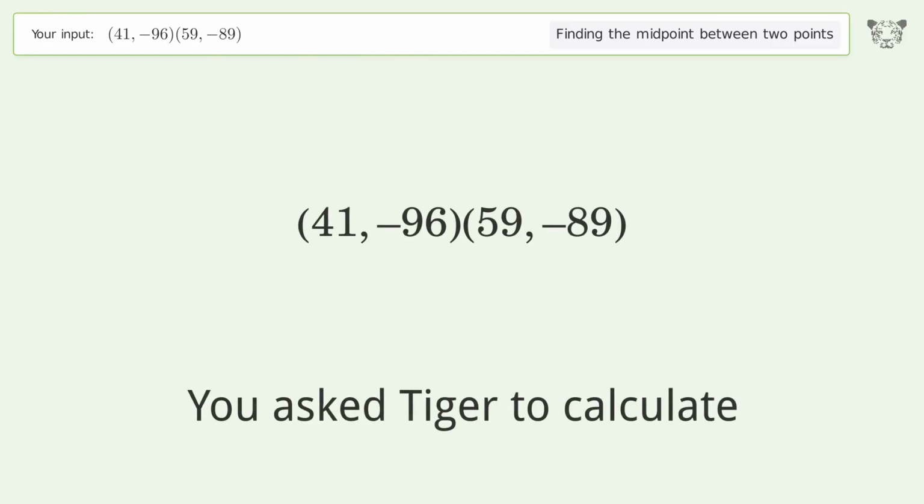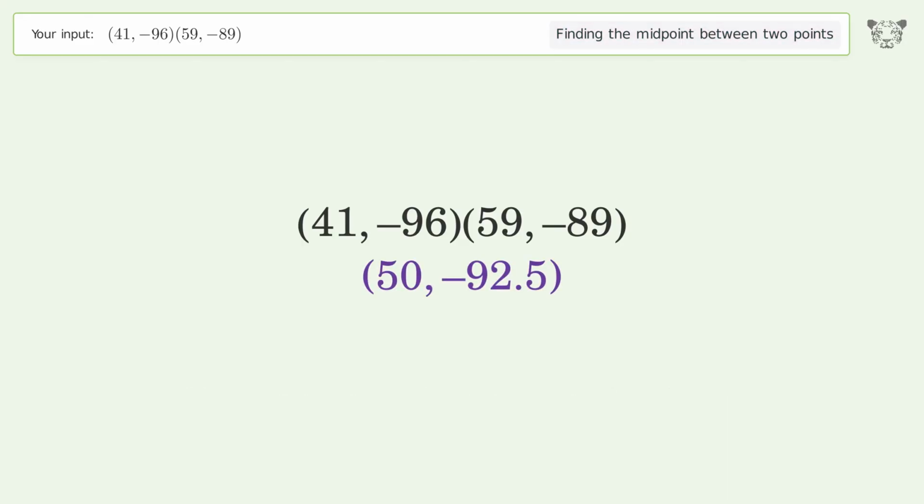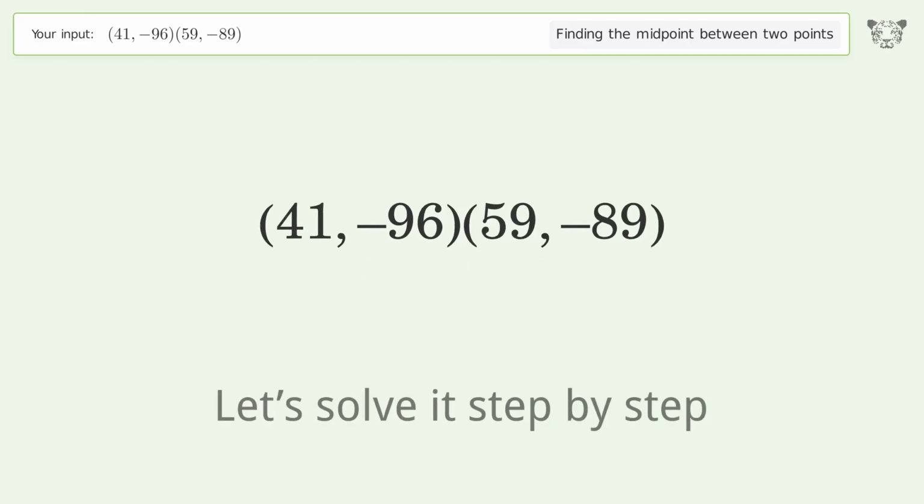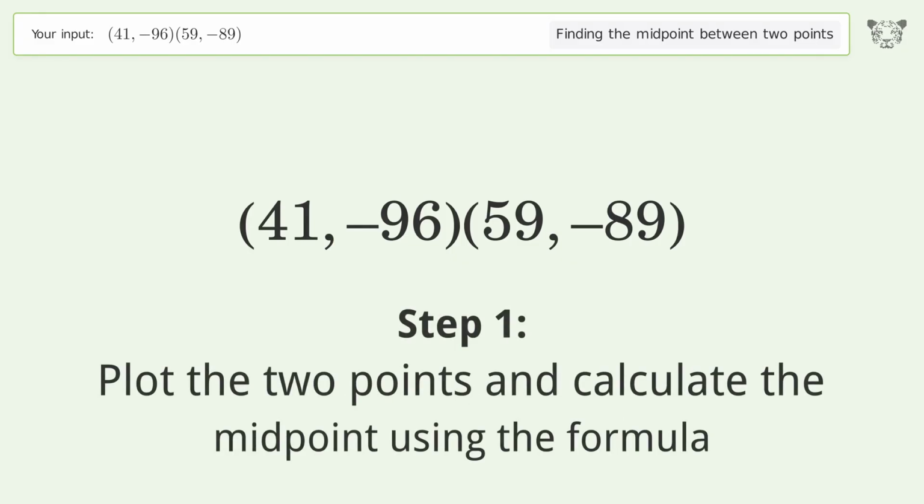You ask Tiger to calculate. This deals with finding the midpoint between 2 points. The midpoint between the 2 points is 50, negative 92.5. Let's solve it step by step. Plot the 2 points and calculate the midpoint using the formula.